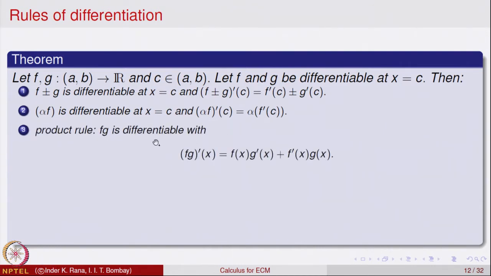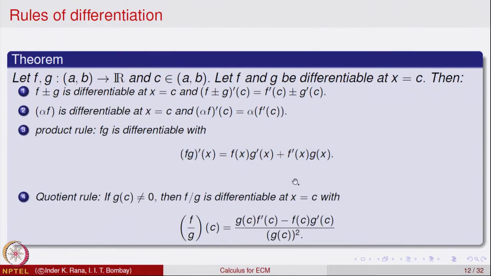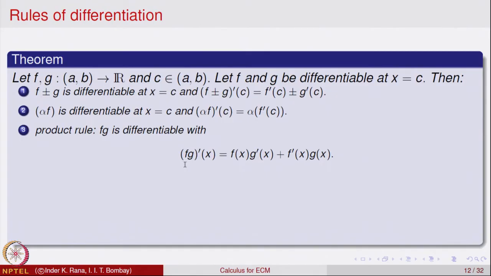Next, let us look at the product rule, which says that if f and g are differentiable functions, then you can multiply them and get a new function. The theorem says that if f and g are both differentiable at a point x equal to c, then the product is also differentiable, and this gives us a way of computing the derivative. This is called the product rule. It says the derivative of the product of f and g is the sum of two terms. And what are the two terms?